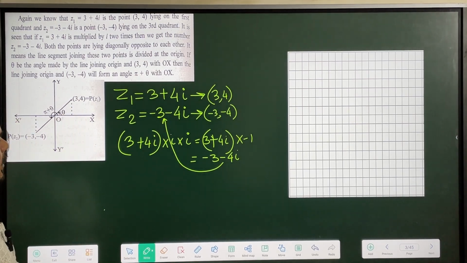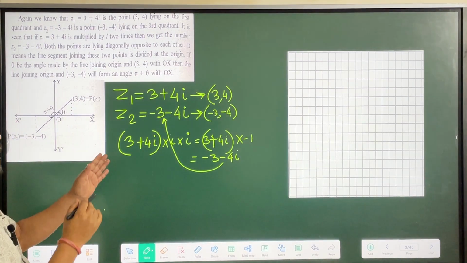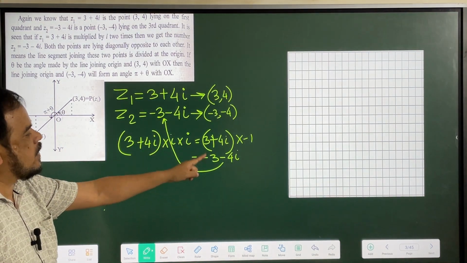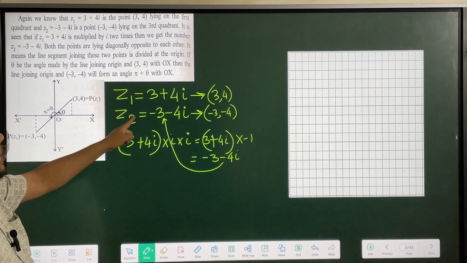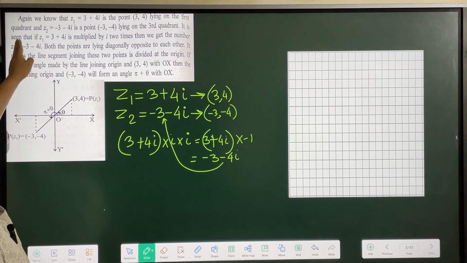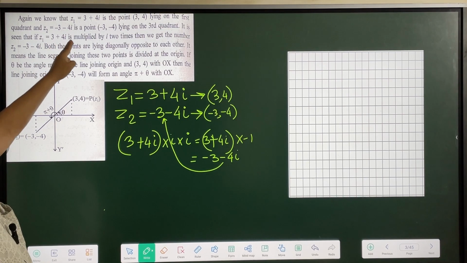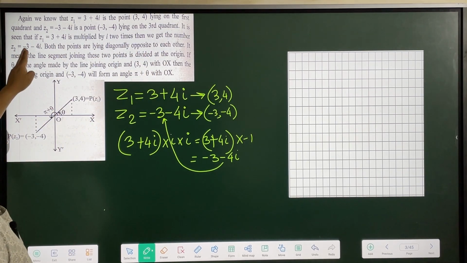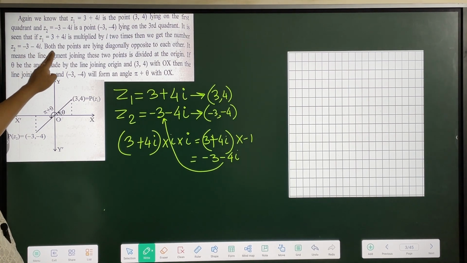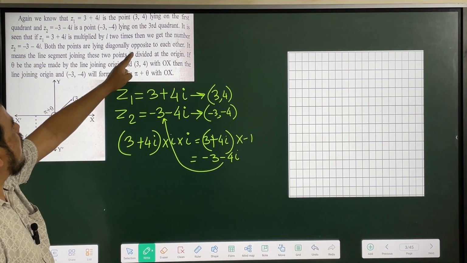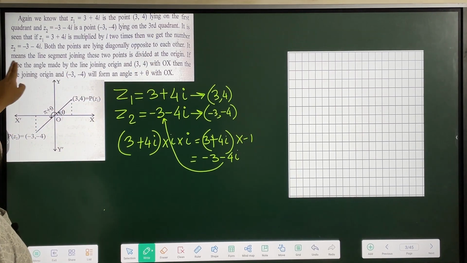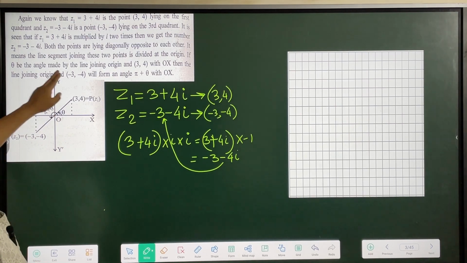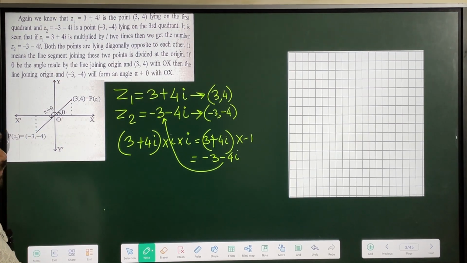So what do we understand? That 3 plus 4i, if we multiply by i 2 times, then we get minus 3 minus 4i, Z2. So that is what is written here. It is seen that if Z1 is multiplied by i 2 times, then we get the number Z2 equals minus 3 minus 4i. Both the points are lying diagonally opposite to each other. It means the line segment joining these 2 points is divided at the origin. If theta be the angle, we will see that later on.